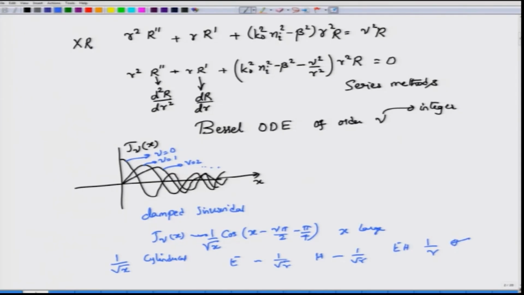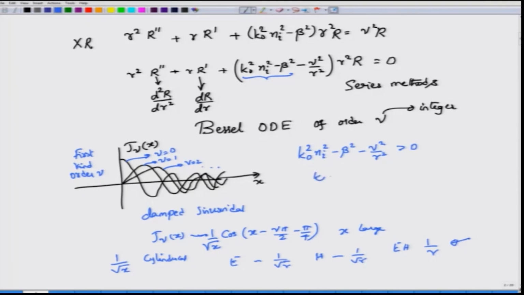Okay. So, this is one type of Bessel function, and this Bessel function will be the solution provided k0 square n1 square minus beta square is greater than 0. Okay. We want this particular term, I need to also include the argument with nu square, right. So, minus nu square by r square is positive. So, we will have this kind of a solution, which is called the Bessel function of the first kind of order nu, provided k0 square n1 square minus beta square minus nu square by r square is a positive quantity.